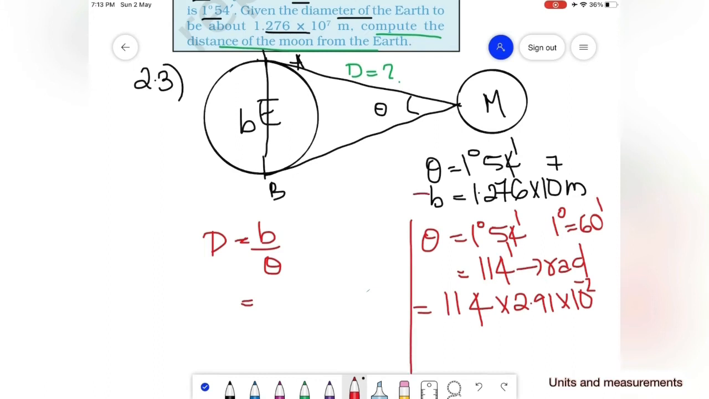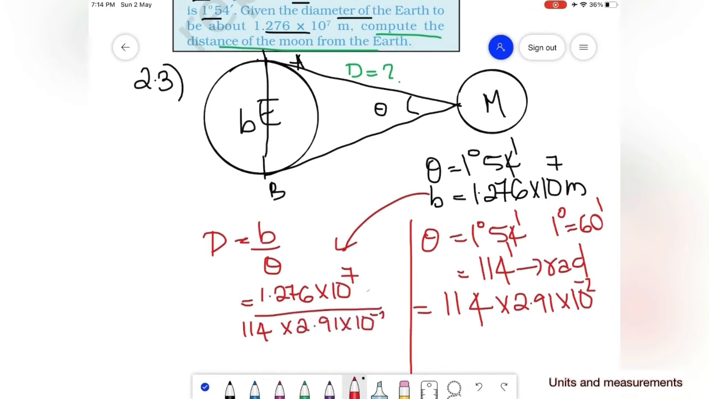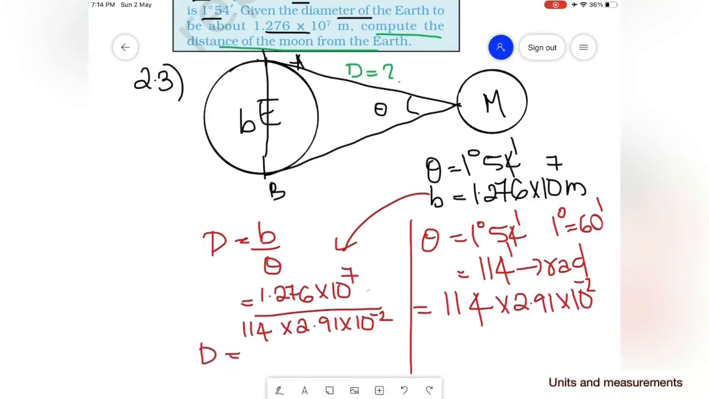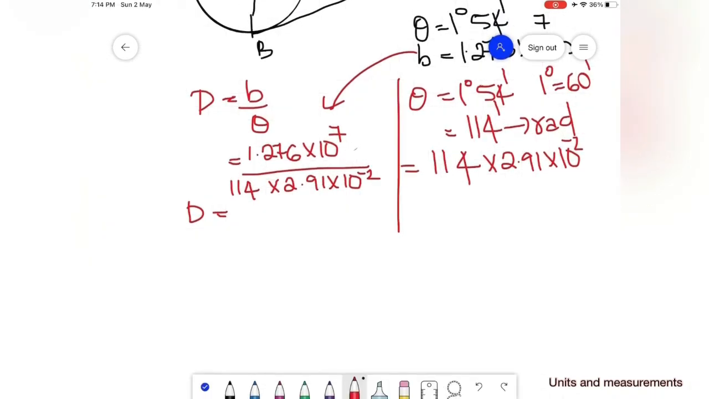Now insert these values into the above equation. D is equal to B by theta. So 1.276 into 10 power 7 divided by 114 into 2.91 into 10 power minus 2. We get the final answer to be 3.84 into 10 power 8 meters.